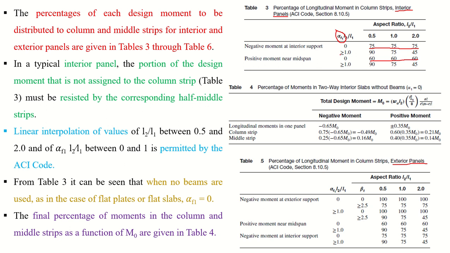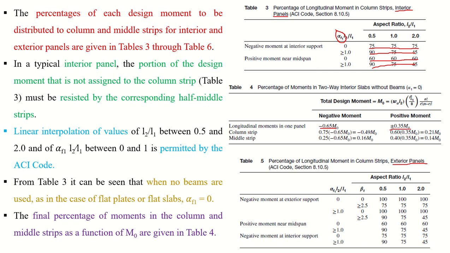So if it is 0 and if it is greater than 1, then these will be the distributions of M negative and M positive in the transverse direction to the column strip and middle strip. And this is the percentage of moment in a two-way interior slab without beams. So the longitudinal moments in one panel: the negative moment is 65% and the positive is 35%.